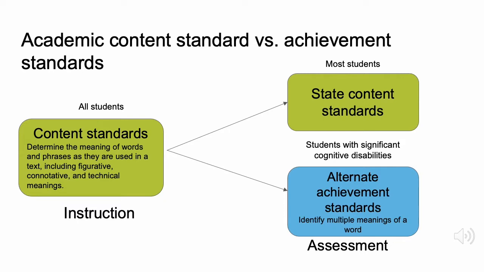A flowchart. A box on the left has the heading Instruction. A subheading reads All Students. Inside the box are the words Content Standards. Determine the meaning of words and phrases as they are used in a text, including figurative, connotative, and technical meanings. From this box, there are two arrows pointing to two separate boxes on the right. These two boxes are under the heading Assessment. The top box subheading reads Most Students. Inside the box are the words State Content Standards. The bottom box subheading reads Students with Significant Cognitive Disabilities. Inside the box are the words Alternate Achievement Standards. Identify multiple meanings of a word.